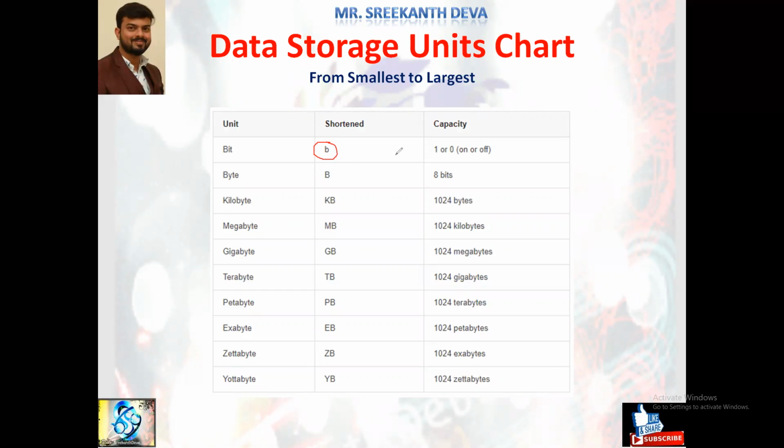What is the capacity of that bit? It can store either 1 or 0. In general we can call it on or off, plus or minus, like that. But in the computer the bit, represented by small b, is 0 or 1 in the binary format.